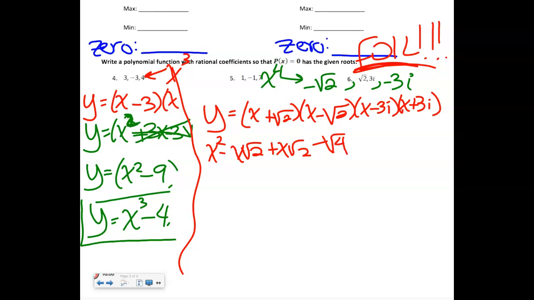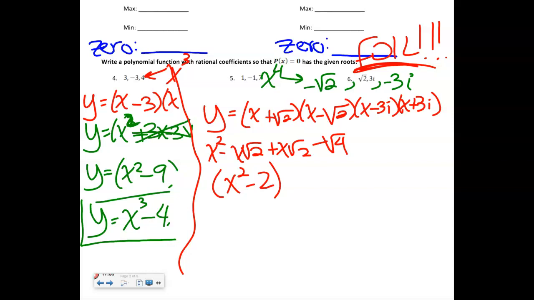What's happening to my inside stuff? Canceling. What's happening to that square root of 4? It's a perfect square, so it's going to become 2. So all we're left with here is x squared minus 2. Did all of our square roots cancel? So that's how we know we did that correctly.